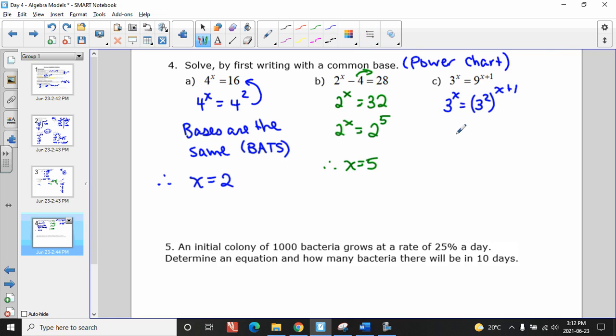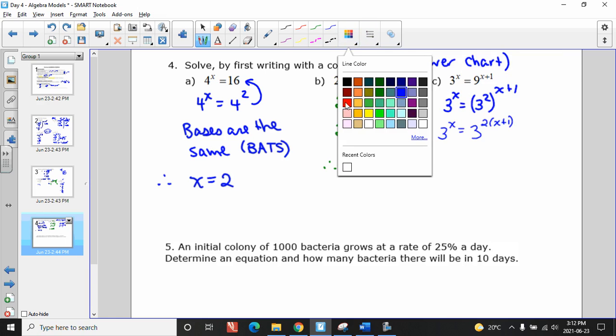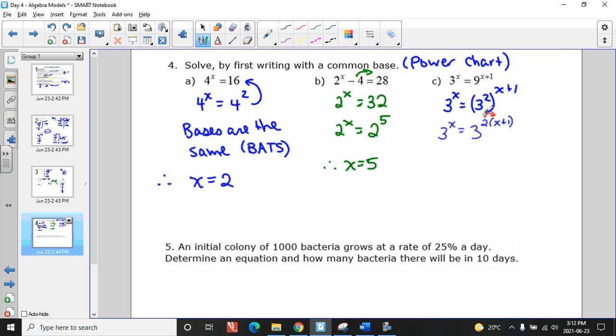So this needs a little bit of exponent rule simplifying to tidy up the right-hand side. A power raised to another power, our strategy was multiplying the 2 powers together. And here that's going to need us to use distribution. We're going to multiply both of those things by 2.